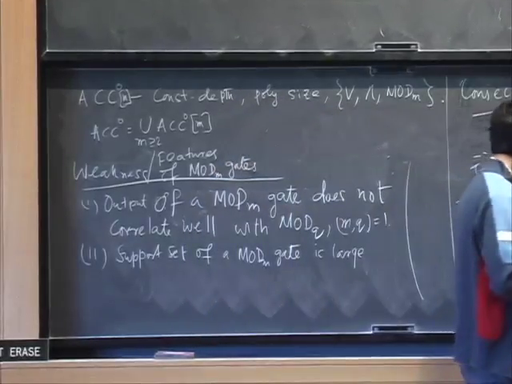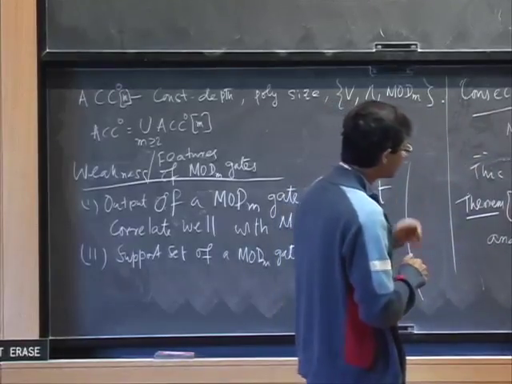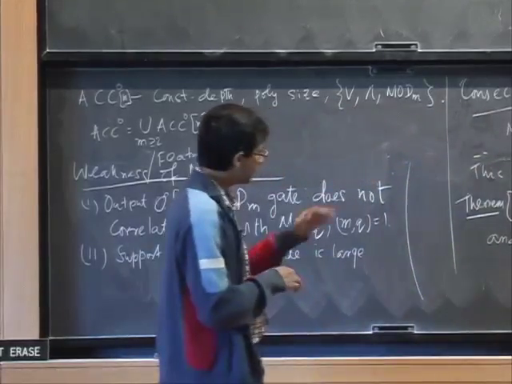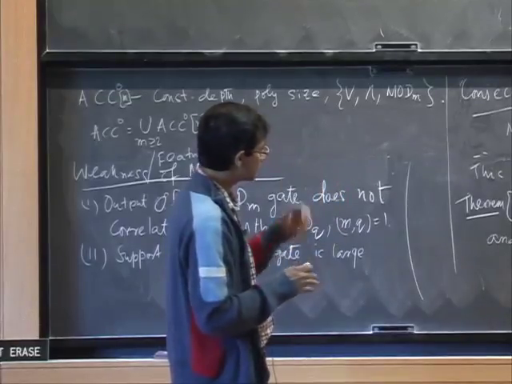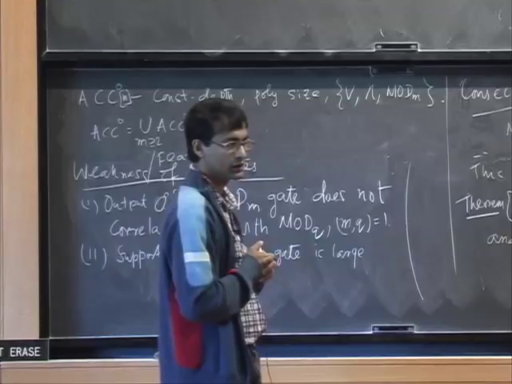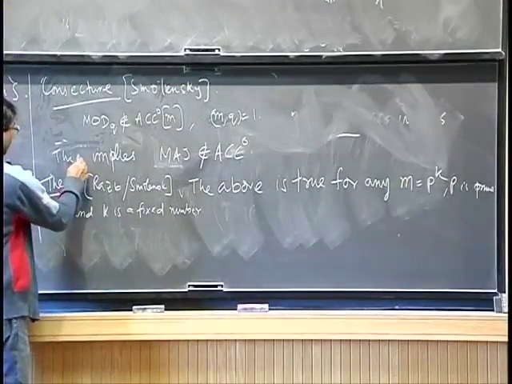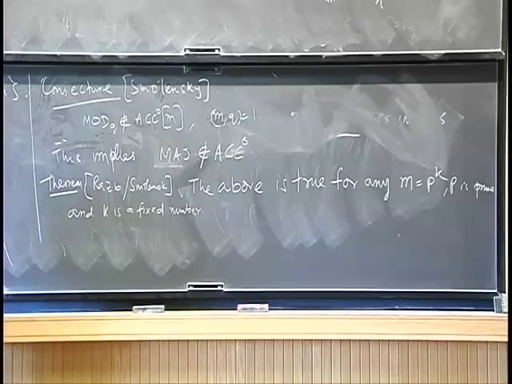Okay, so for general m, as I was saying, we cannot even handle omega of log square n many MOD 6 gates. That's a recent result. I mean, log square of n gates can be handled. That's a recent result of Hansen. I'll get to that later.